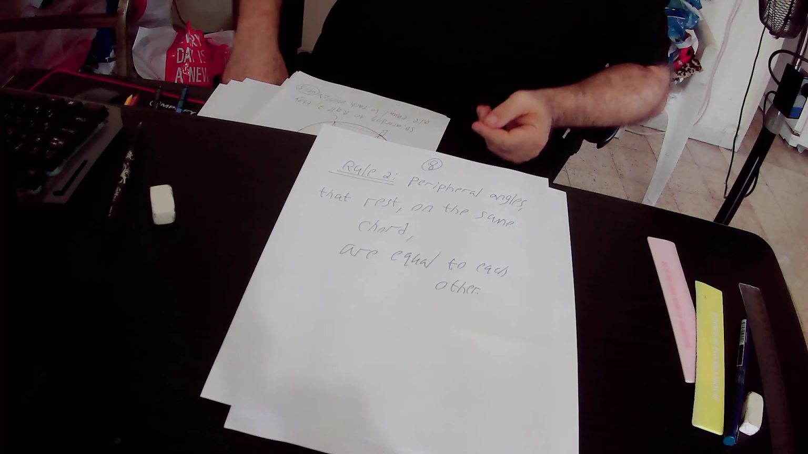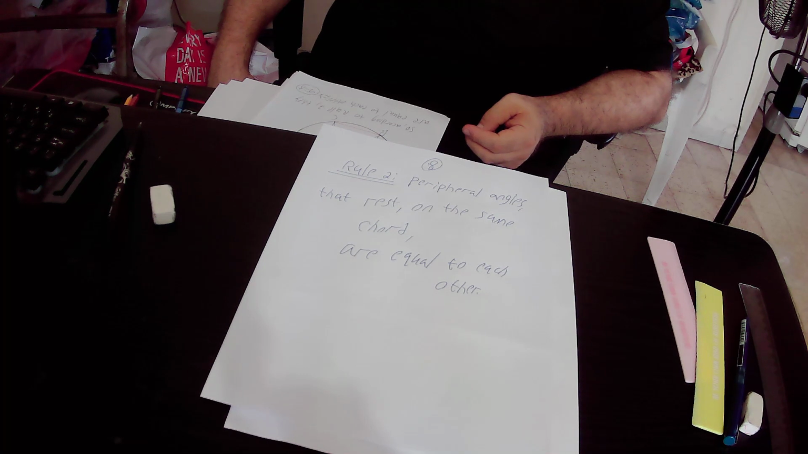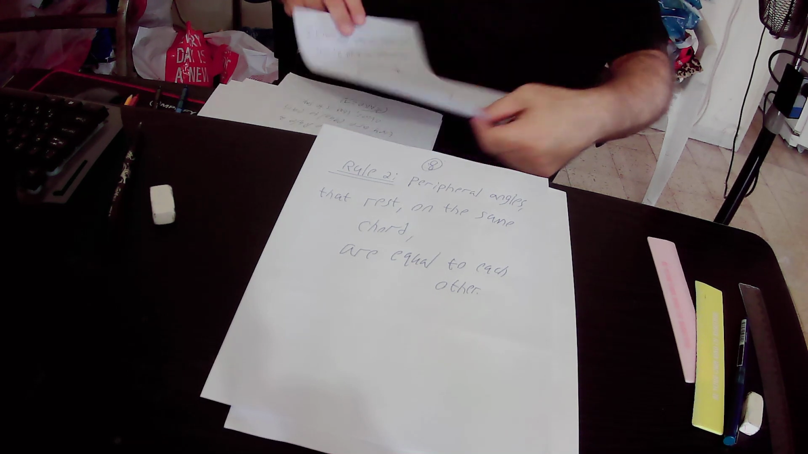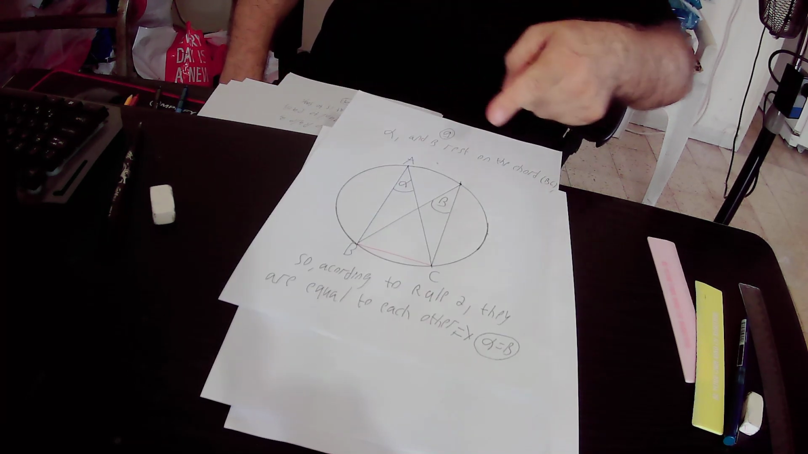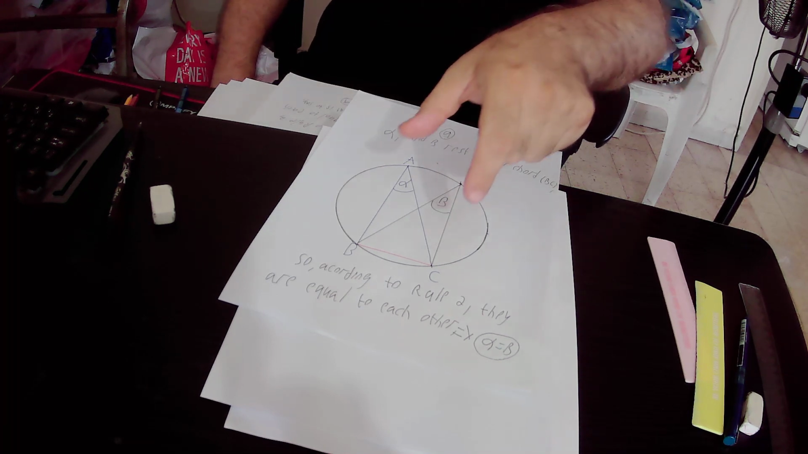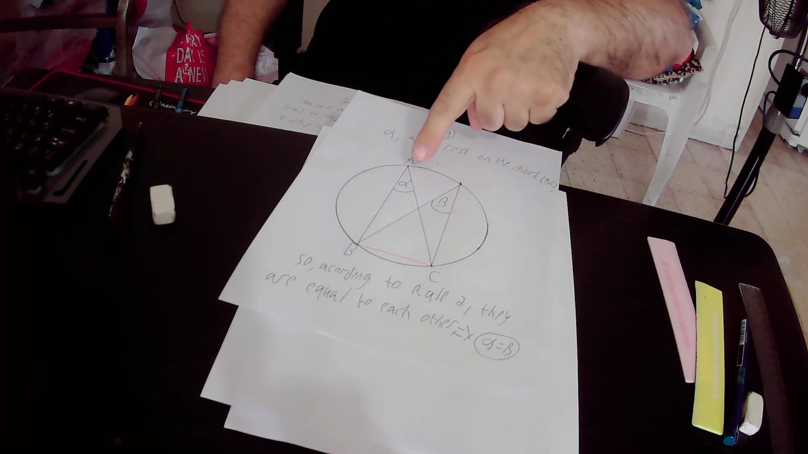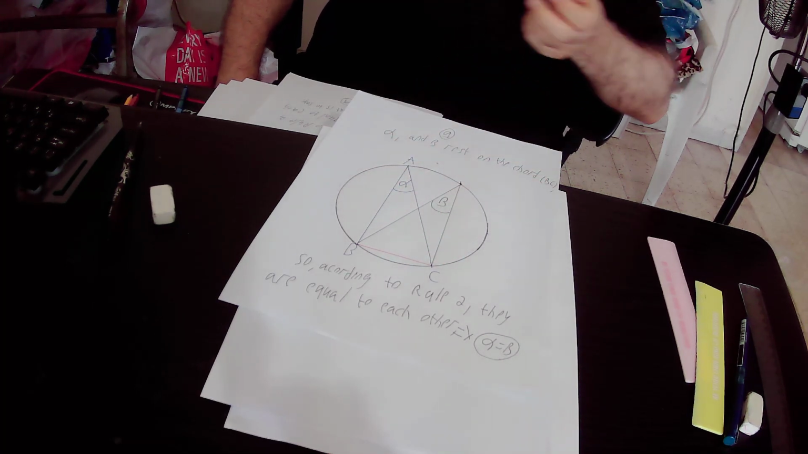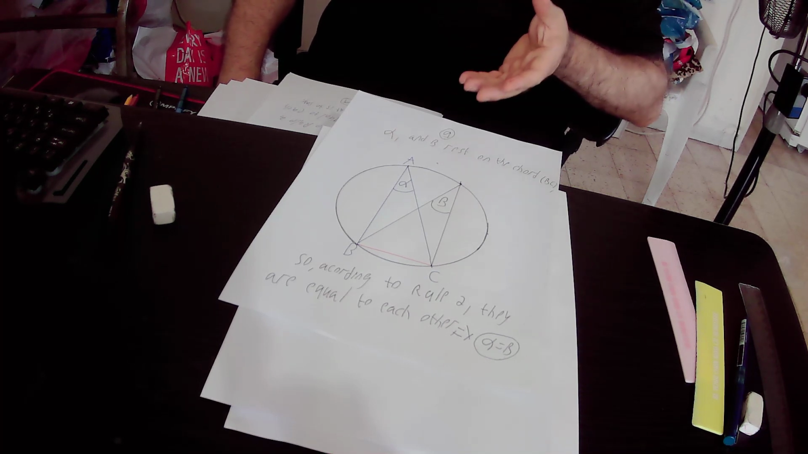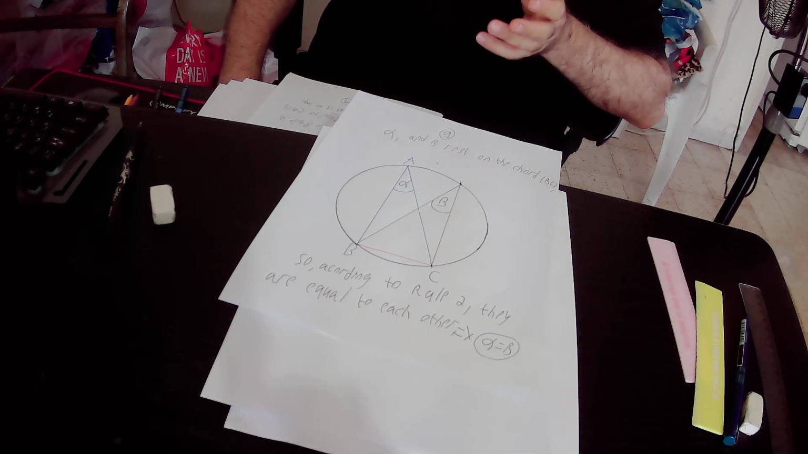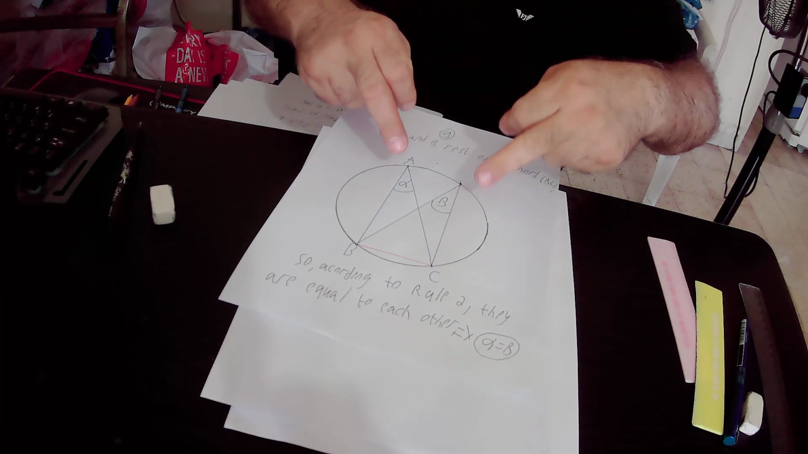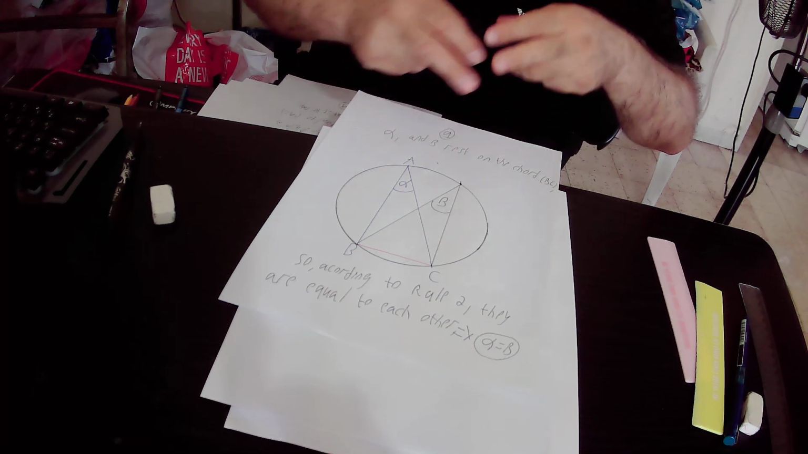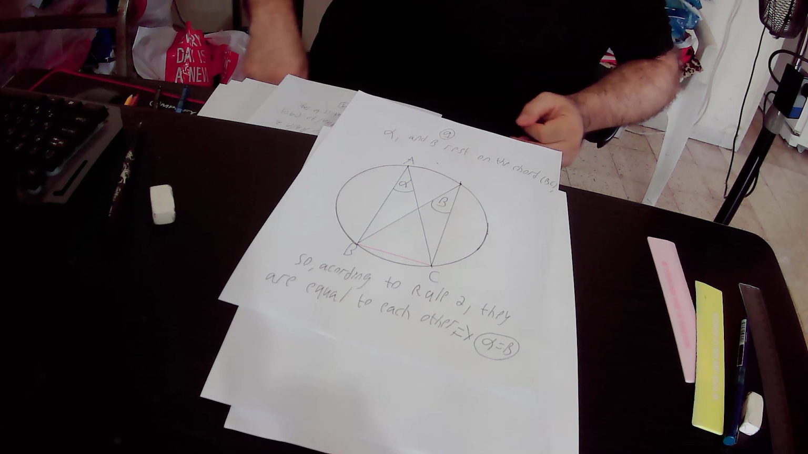Okay? And we have rule number 2 that states that peripheral angles that rest on the same chord are equal to each other. So if we have two peripheral angles, alpha and beta, that rest on the same chord BC, peripheral angle alpha rests on chord BC and peripheral angle beta also rests on the same chord BC, then according to rule number 2, they are equal to each other. That is to say, alpha equals beta.